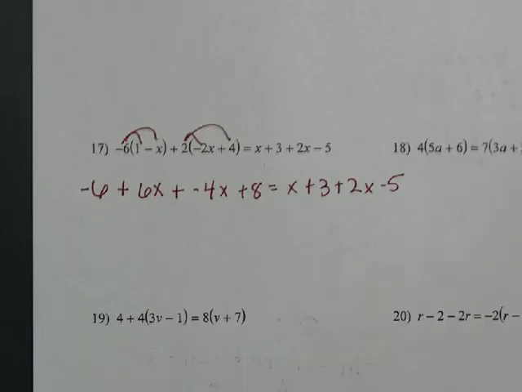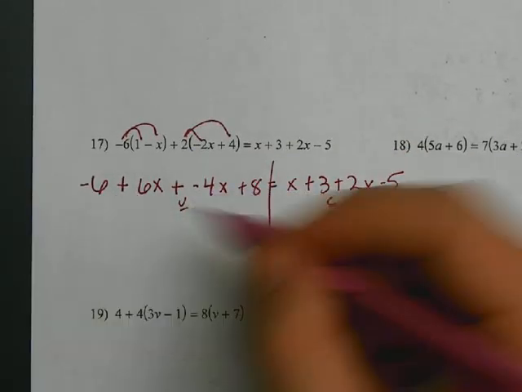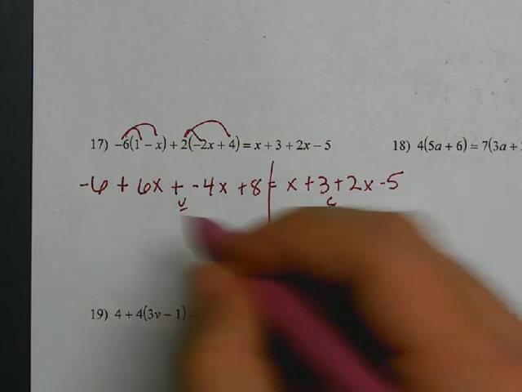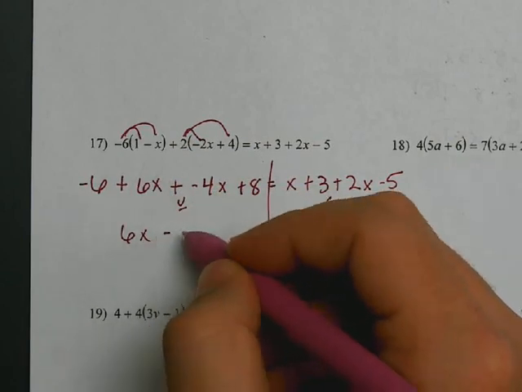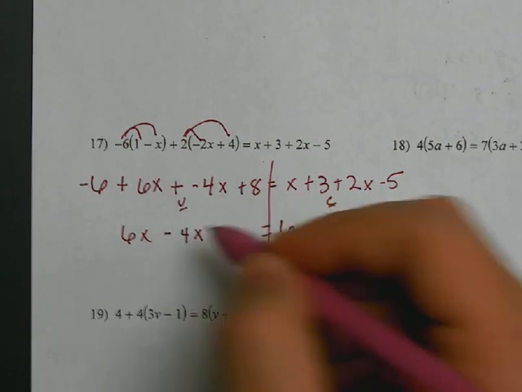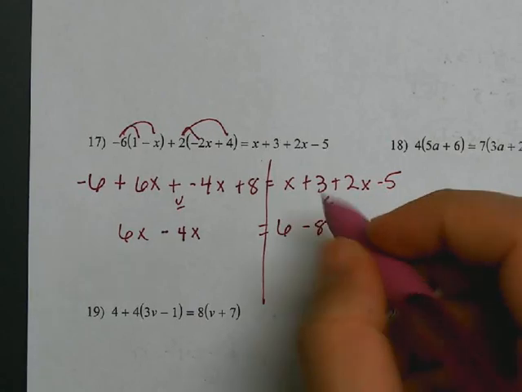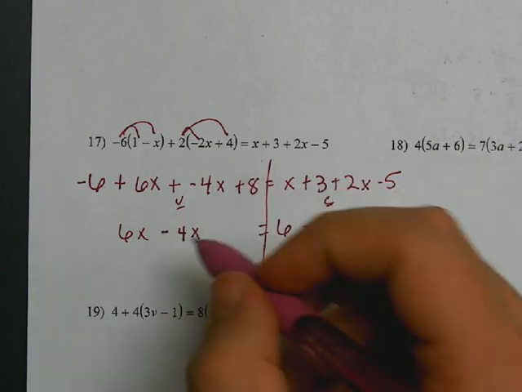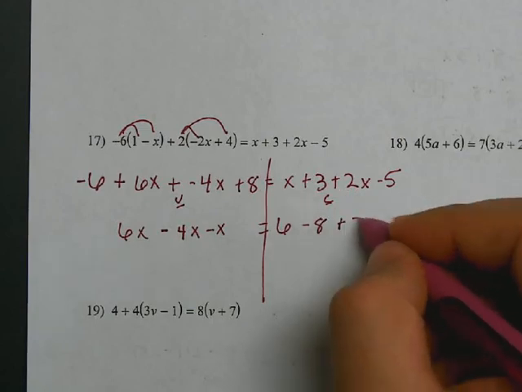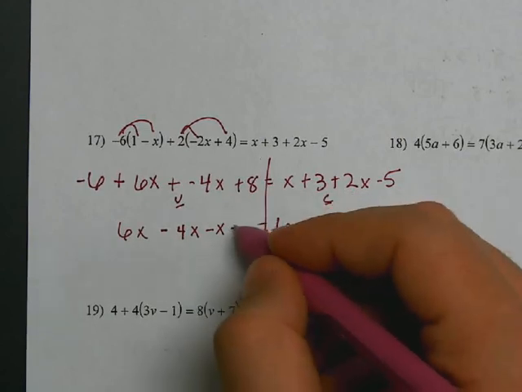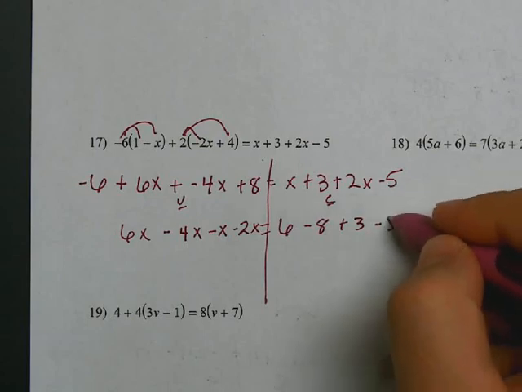So from here, I do variables and constants. Negative 6 is a constant, move it over, change the sign. 6x is a variable, drop it. Negative 4x is a variable, drop it. 8 is a constant, move it over, change the sign. x is a variable, move it over, change the sign. 3 is a constant, drop it. 2x is a variable, move it over, change the sign. And then negative 5 is a constant, just drop it.